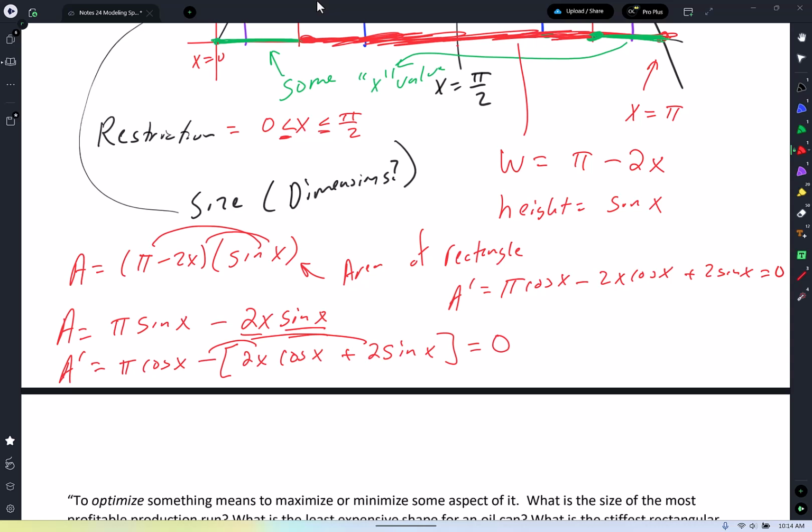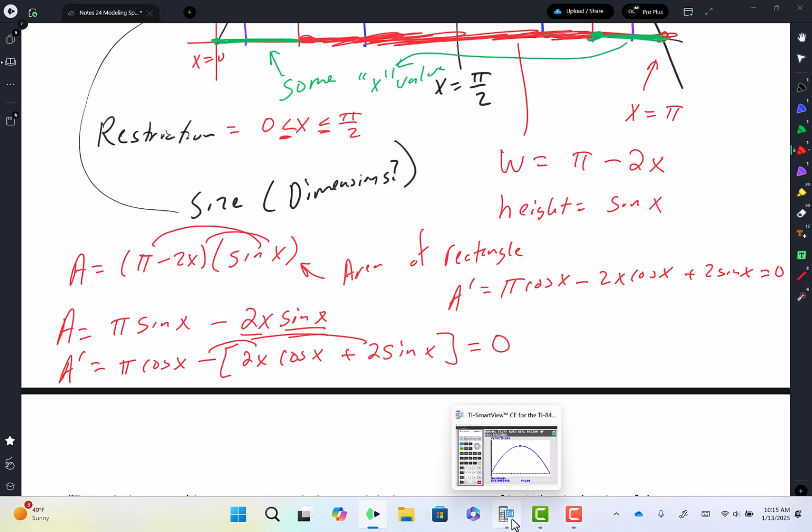Unless you have a trick to get the cosines and sines to be one cosine or one sine using a composite argument property from your pre-cal days, cosine A plus B, cosine A minus B. We're not going to do that. Just take this number right here and equal it to 0 in your calculator. So I'm just going to type it in.